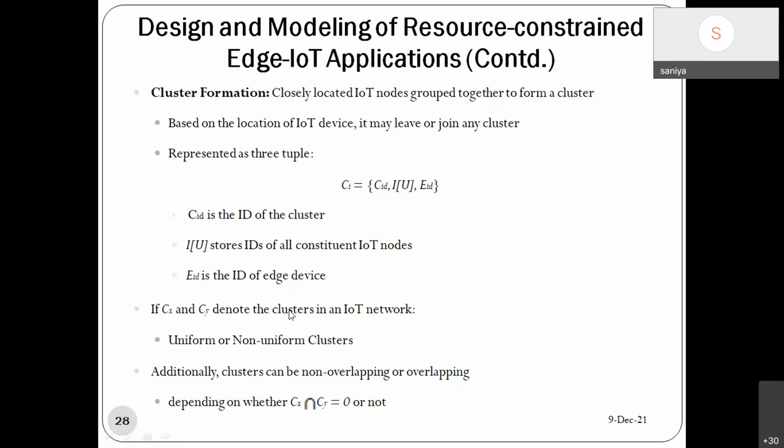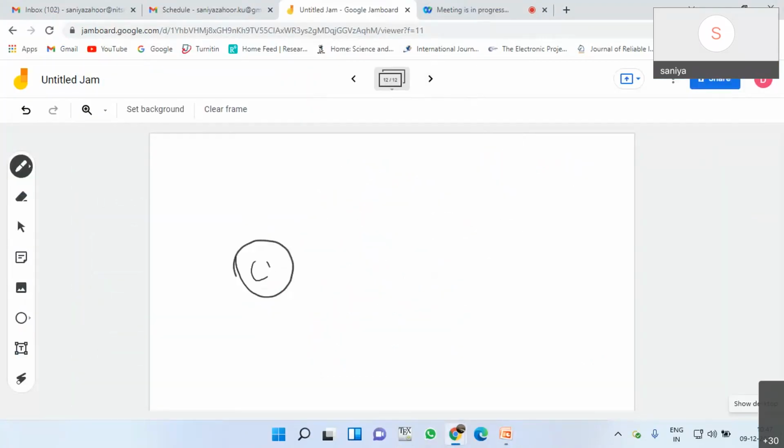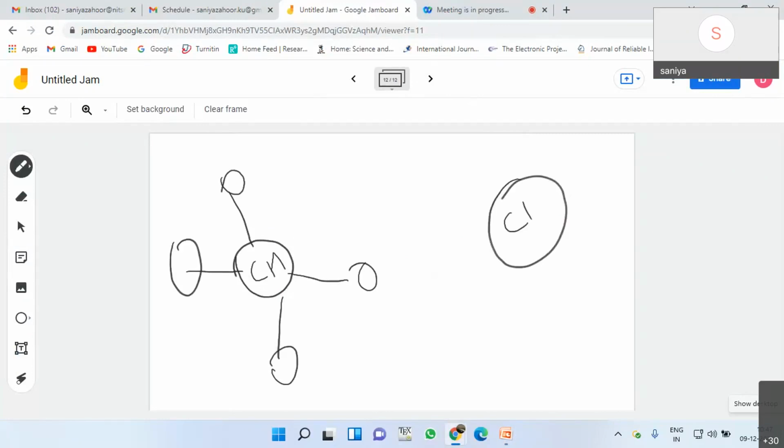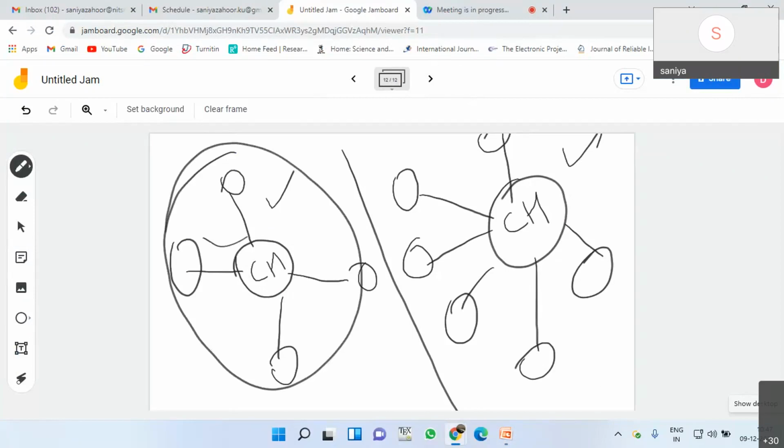If we talk about clusters, there are uniform and non-uniform clusters, and we can also have overlapping and non-overlapping clusters. For example, here we have a cluster with a cluster head, and 1, 2, 3, 4 are the IoT nodes. Every cluster head is going to have four IoT nodes, so this is somewhat uniform. If I have 5, 6 here, and this is a different cluster and this is a different cluster, this means non-uniform. That means the nodes are not equally distributed. Here we have nodes that were equally distributed.